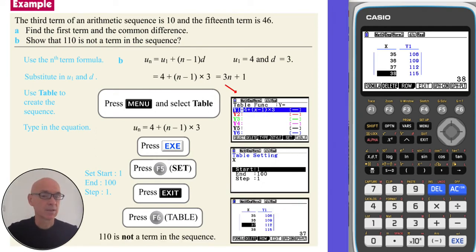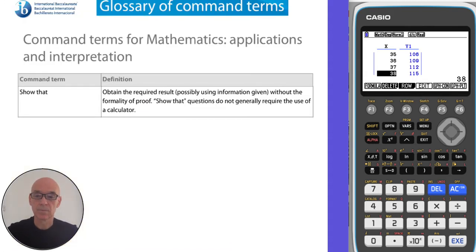And we can see that 110 is not a term in the sequence. Now in this question we were asked to show, and if we look at the glossary of terms, the definition of show is that the question does not generally require the use of a calculator. So generating the sequence is a good way of checking your understanding.